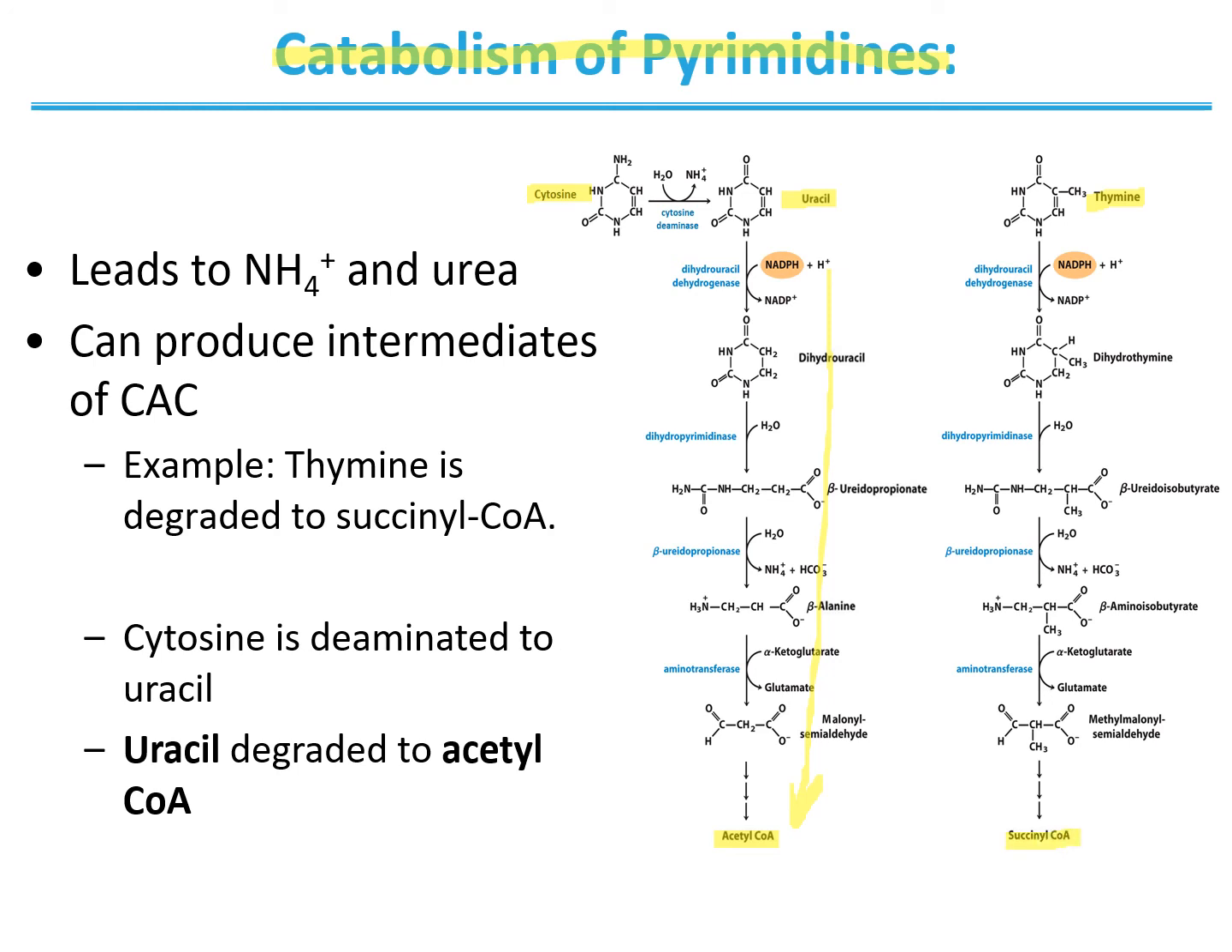Now the point to remember is that both of these, acetyl CoA and succinyl CoA, are intermediates of the citric acid cycle. So these intermediates can enter the citric acid cycle, and we can get energy from them. The catabolism of pyrimidines produces the intermediates of the citric acid cycle, which are acetyl CoA in case of cytosine and uracil, and succinyl CoA in case of thymine.